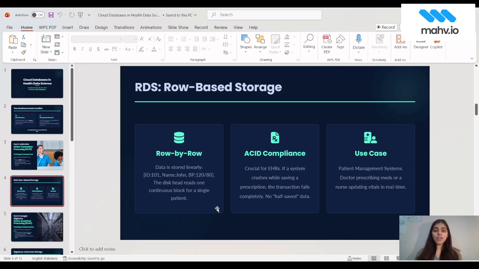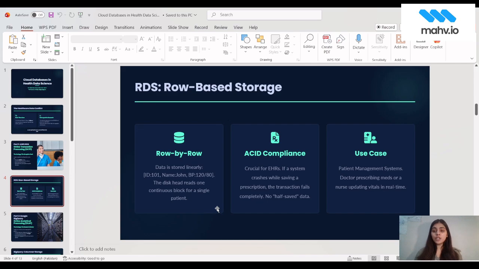Then we have ACID compliance. ACID means the system is reliable. Either it saves everything or nothing. The doctor saves a prescription, and the system crashes. While the system crashes, there could be two extremes: the prescription is saved fully, or the prescription is not saved at all. So no half prescriptions, because that is very dangerous in healthcare. As we know, one mistake or error in healthcare could cost the lives of patients.